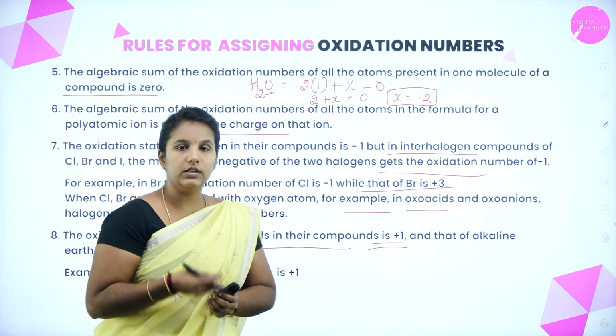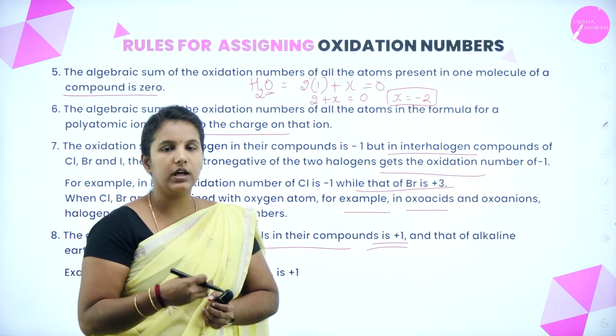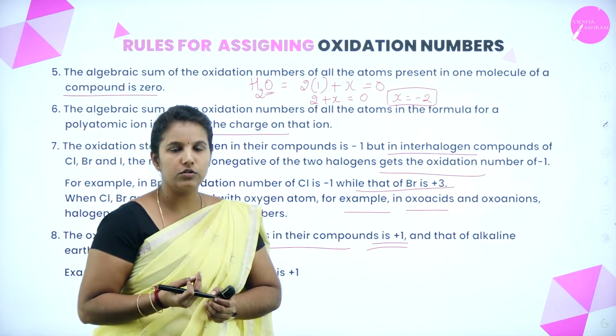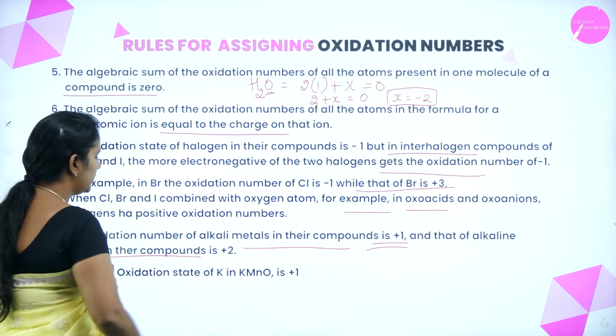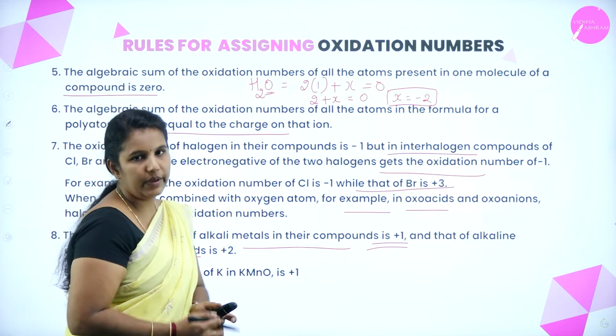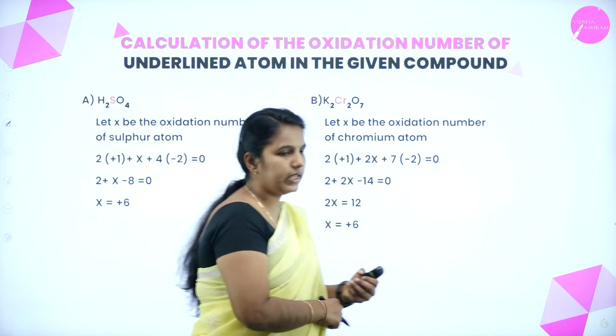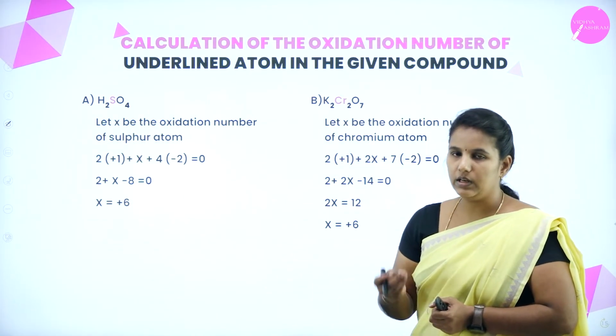Whereas even the alkaline earth metals present in the periodic table show the +2 oxidation state. So alkaline earth metals show a +2 oxidation state, for example, magnesium. Now let's see how to calculate the oxidation number of a given element.